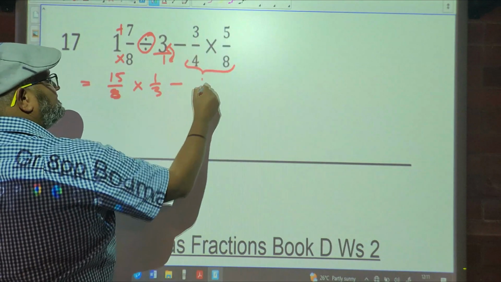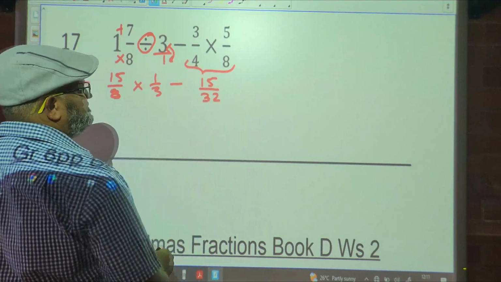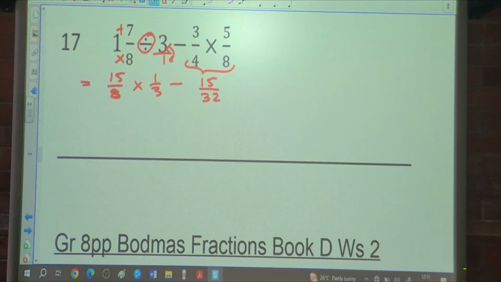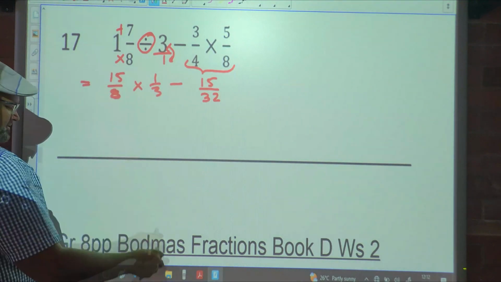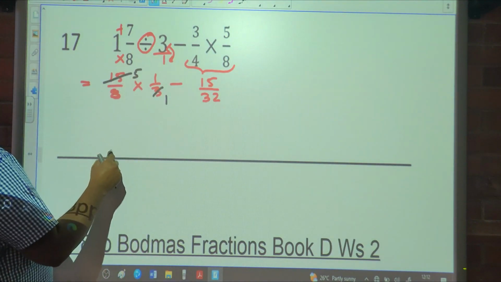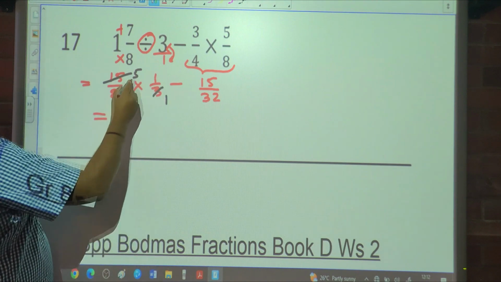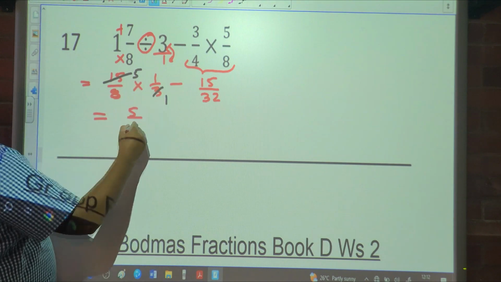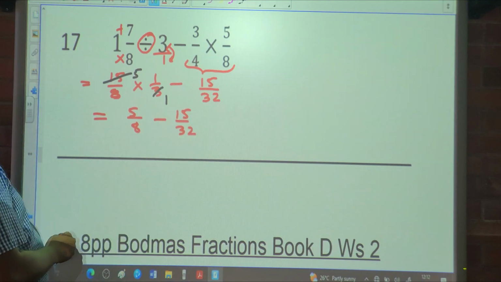3 multiplied by 5 is 15 over 4 times 8 is 32. You all agree with that? Yes, sir. No. So is there anything that can simplify here? 3 goes into 3 once, 3 goes into 15, 5. Anything you can cancel here? So 1 multiplied by 5 is 5, 8 multiplied by 1 is 8, minus 15 over 32.